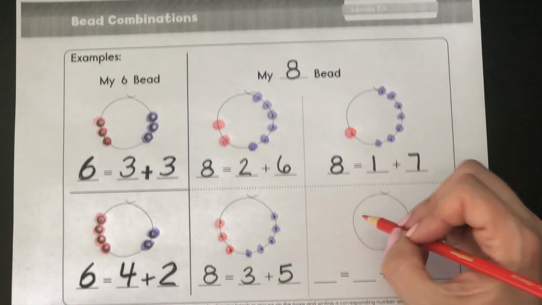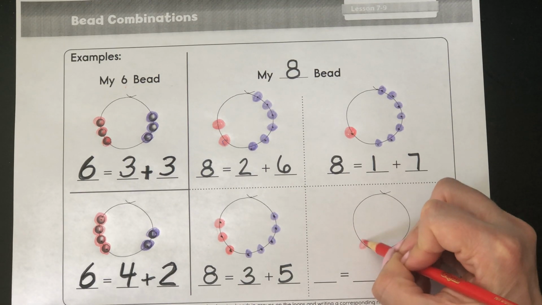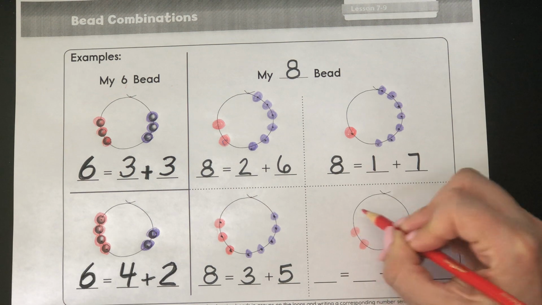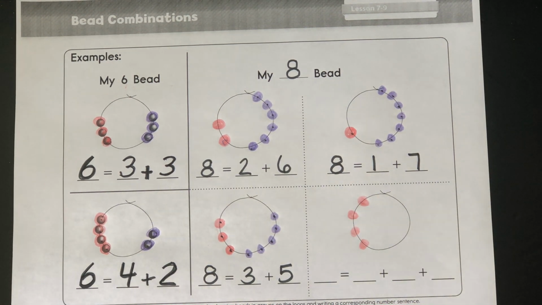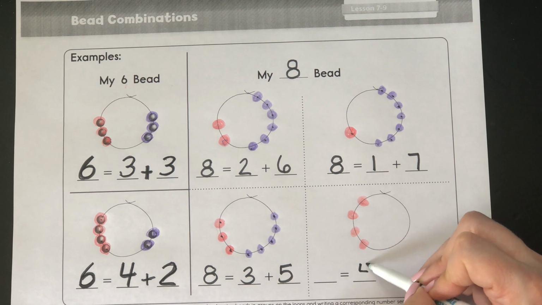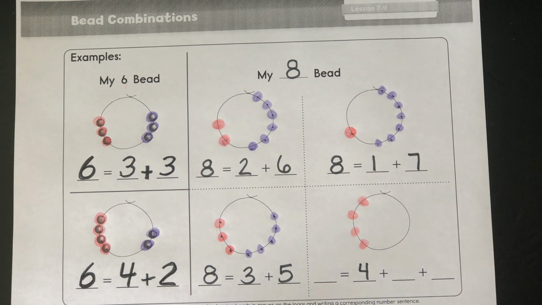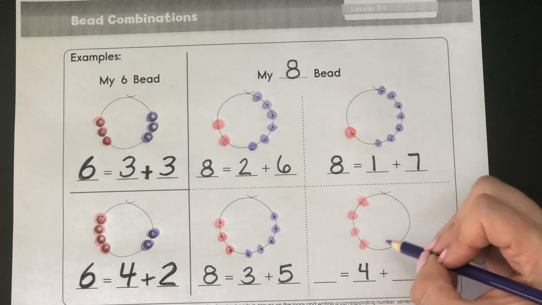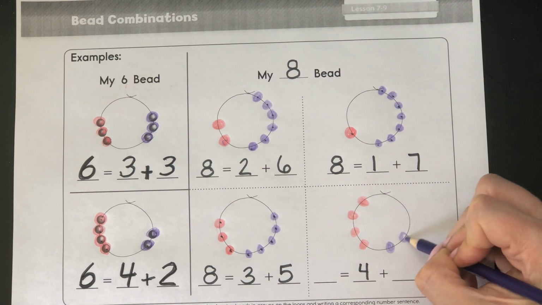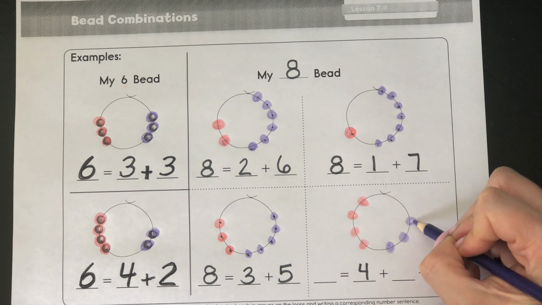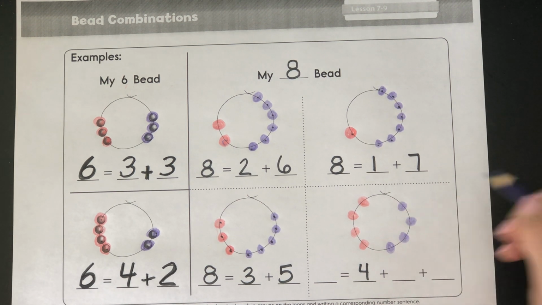What would make sense to do next? Yeah, let's do 4 red beads to start. 2, 3, 4. I'm going to write that down. 4 reds. And now we're going to count up and draw our purple beads. 4, ready? 5, 6, I keep going till I say 8, 7, 8, I can stop.